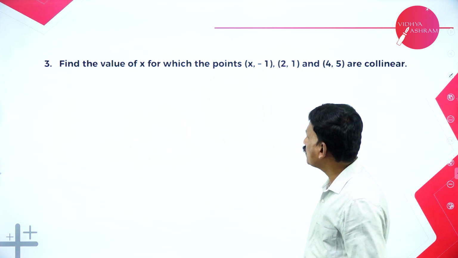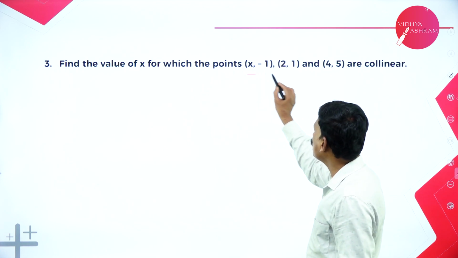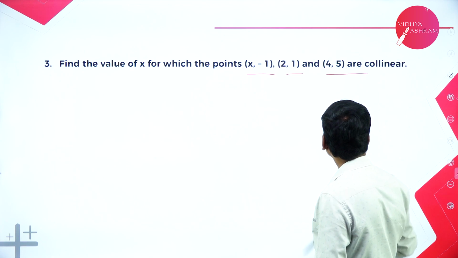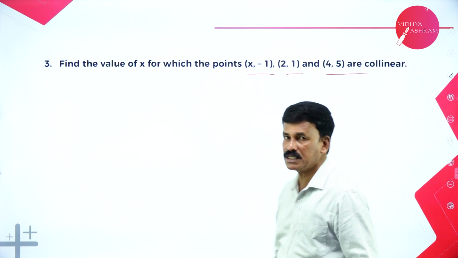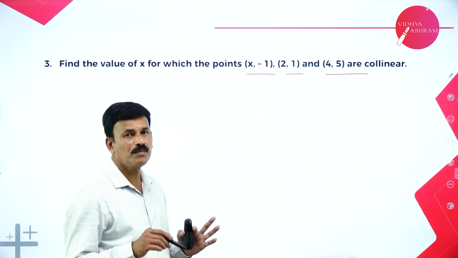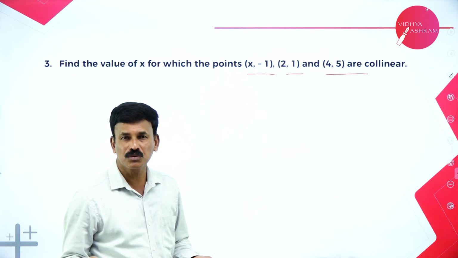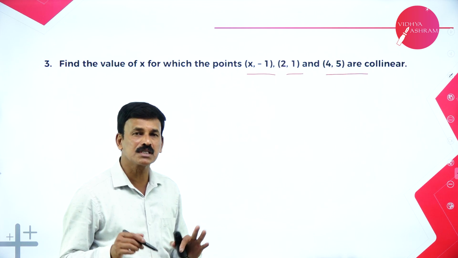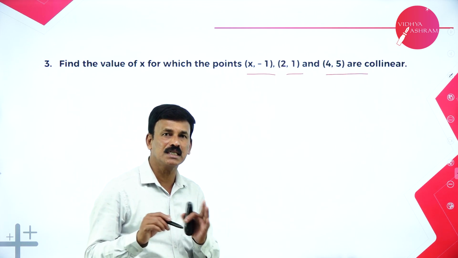Find the value of x for which the points x comma minus 1, 2 comma 1 and 4 comma 5 are collinear. Just as I told, if the slope of AB and the slope of BC are equal, then the lines are collinear. Find the slope of AB and slope of BC and equate them.